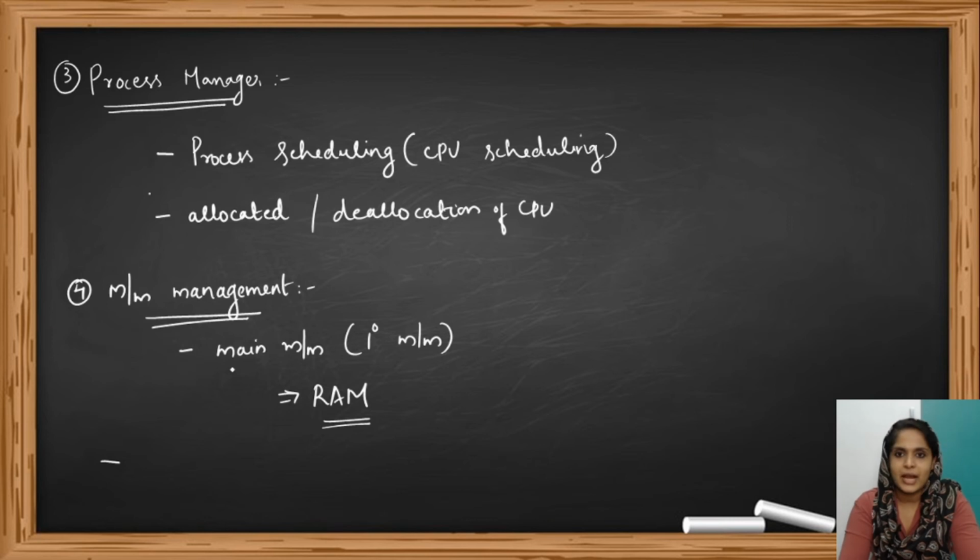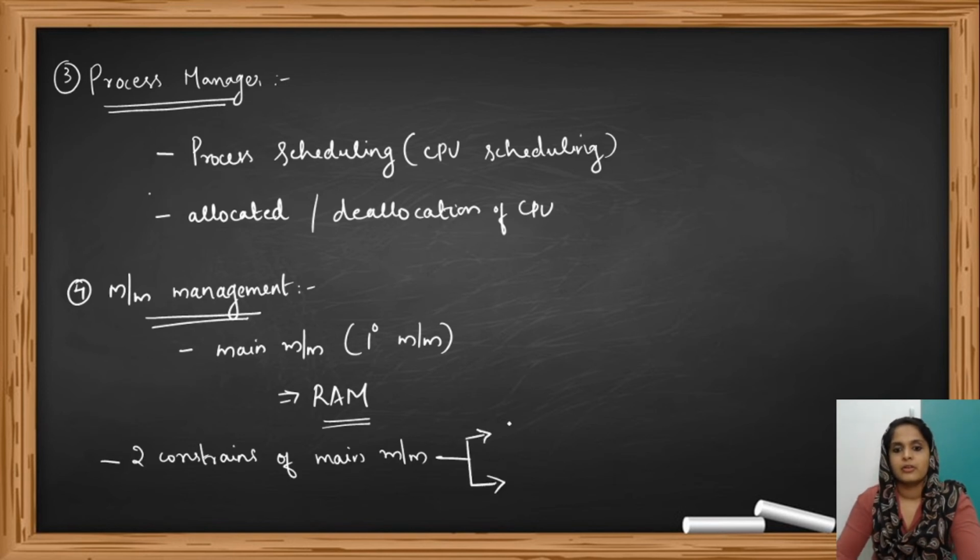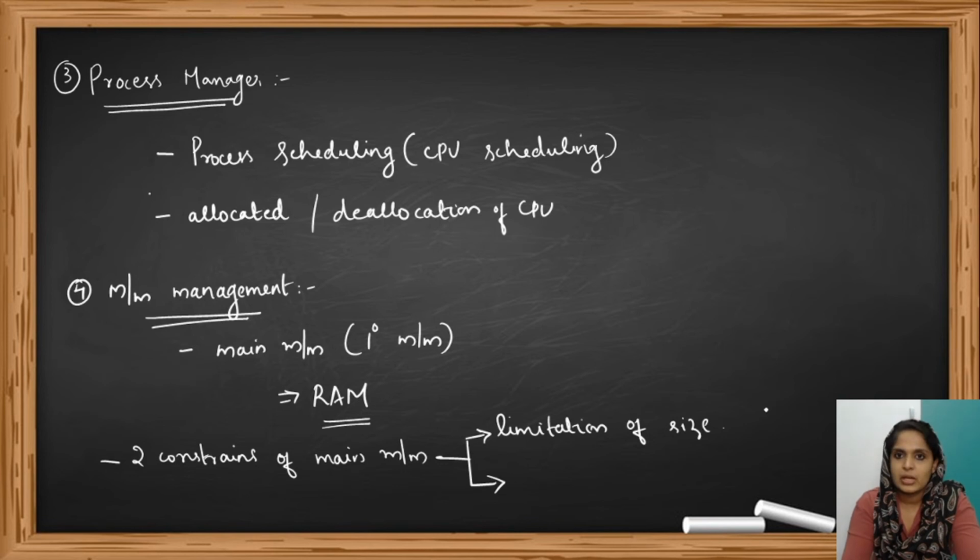But that's not practical. We cannot do so. Why? Because of the constraints of main memory. The two constraints of main memory: the first one is the limitation of size. That means the main memory is too small, so we cannot store all the programs and data inside the main memory. We cannot store them permanently in the main memory because its size is too small.